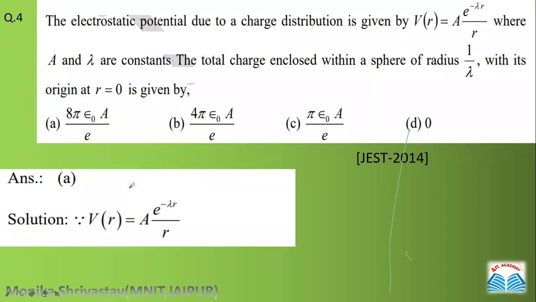Next and the last question of today's lecture: the electrostatic potential due to a charge distribution is given by V(r) equals A exponential minus lambda r over r, where A and lambda are constants. The total charge enclosed within a sphere of radius 1 over lambda with its origin at r equals 0 is given by, and there are four options.